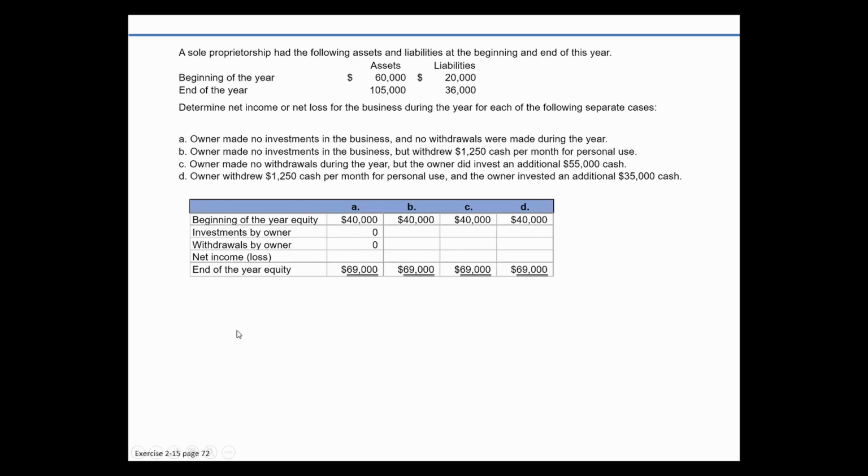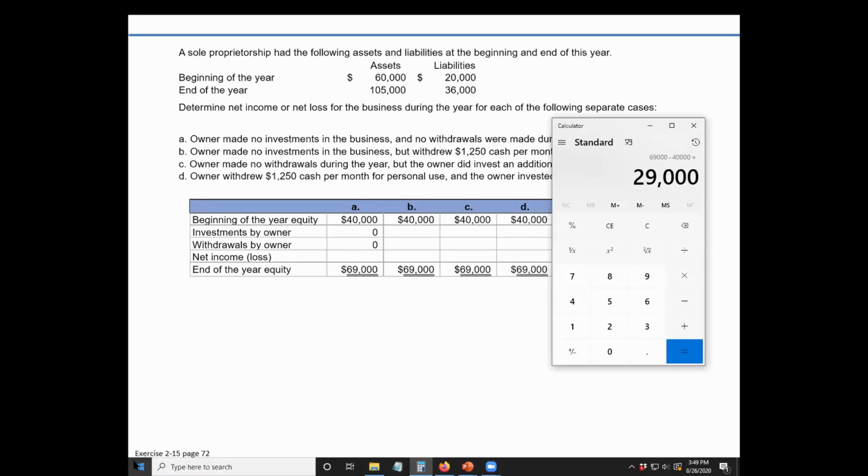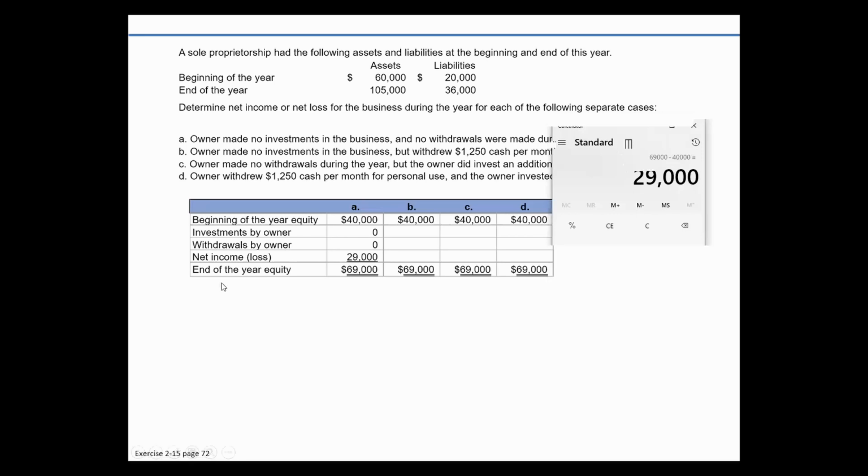So what we can do is take the ending year equity of $69,000 and subtract where they were at the beginning of the year. That gives us $29,000 of income, because obviously they ended the year higher than they started, and they didn't add anything or take anything out. The next one, B, says the owner made no investments in the business but withdrew $1,250 of cash each month for personal use. So he withdrew $15,000.